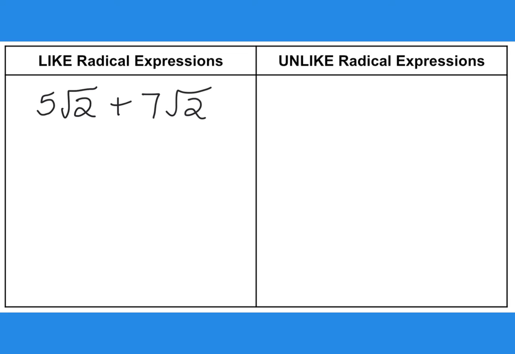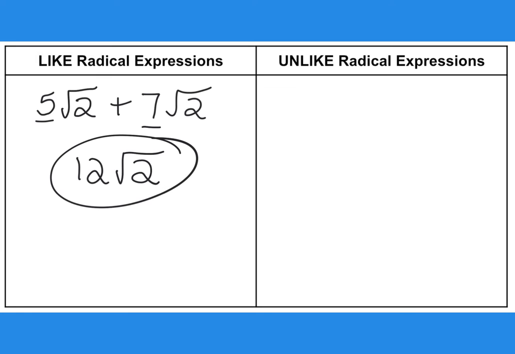All right, so adding radicals with like radical expressions. If I have square root of 2 and another square root of 2, this problem is basically saying I have 5 square roots of 2 plus 7 square roots of 2. So how many square roots of 2 do I have? We just have to add the coefficients. 5 plus 7. I have 12 square roots of 2, and then done.